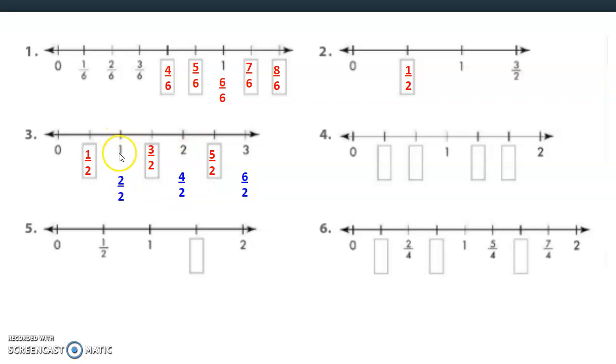When you're at a whole number, that will always work. So again, that's a good way to check your work as you're doing a number line to make sure that you have the right fractions in the right spots. Okay, let's go over to number 4.